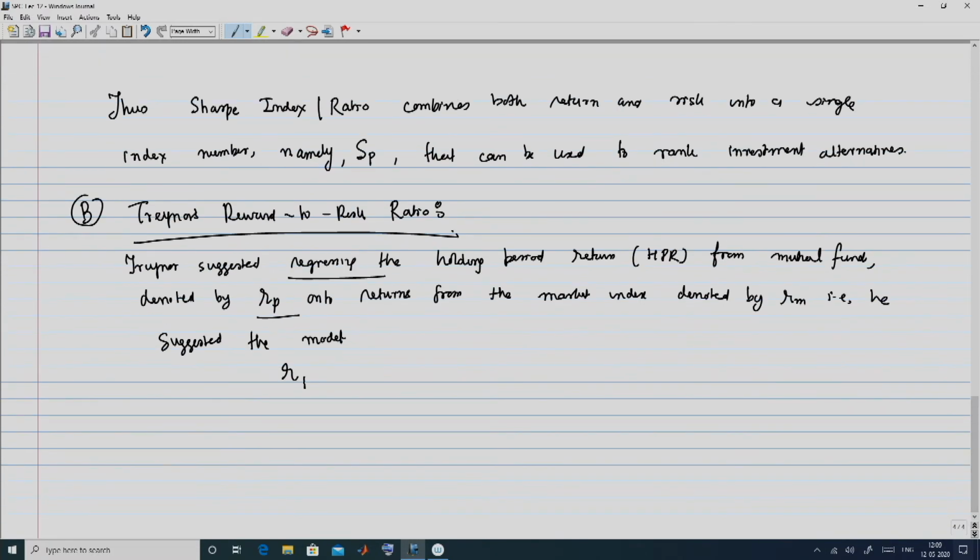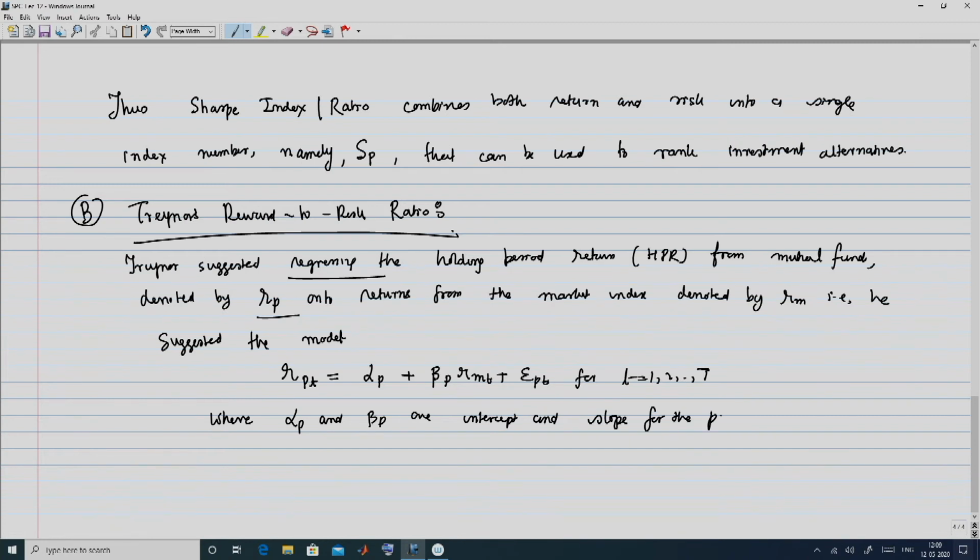Now, I am just modifying this for a portfolio P instead of an asset i. So, RPt equals alpha P plus beta P RMt plus epsilon Pt for t equal to 1 all the way to capital T, where as before alpha P and beta P are the intercept and slope for the portfolio P. So, these are the intercept and slope resulting from regressing the return on the portfolio onto the return on the market.